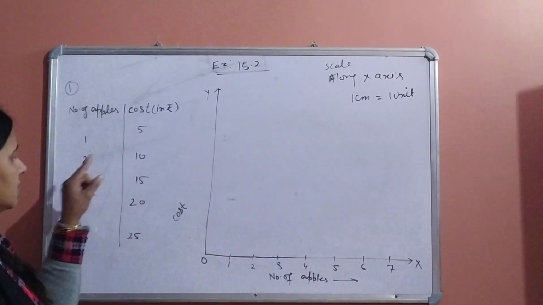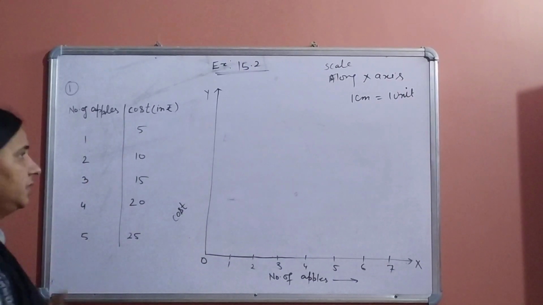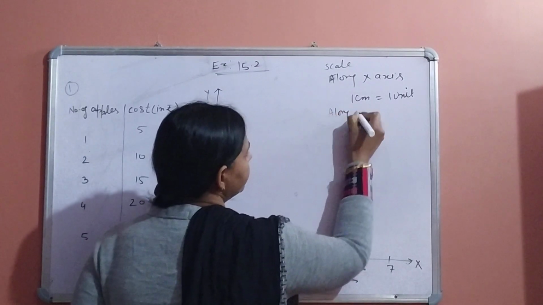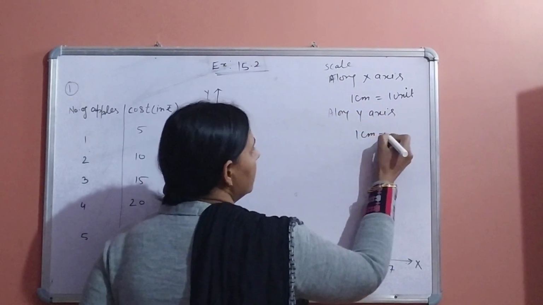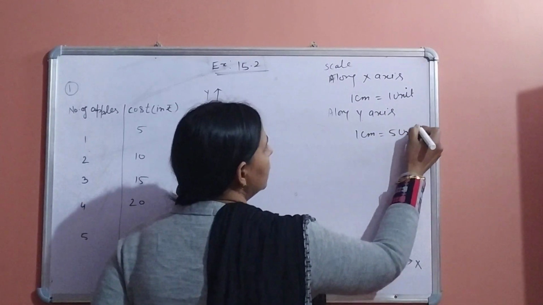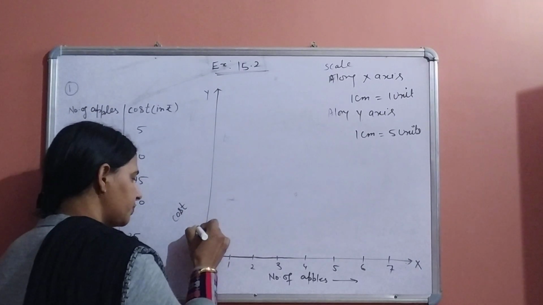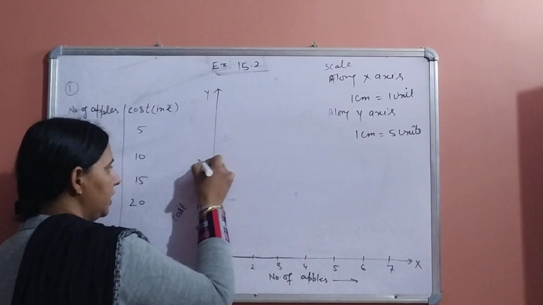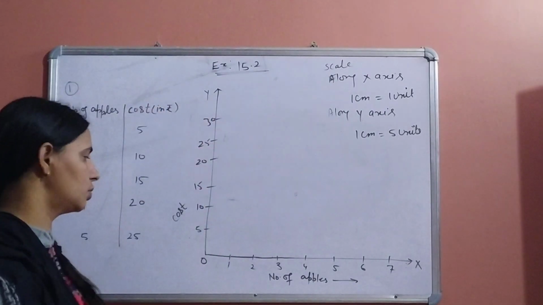Now on y-axis we are taking cost. Cost you can see 5, 10, 15 with the difference of 5. So along y-axis you have to mention scale for both the axes. 1 centimeter is equal to 5 units. So here we are taking 5, 10, 15, 20, 25, 30 and so on.